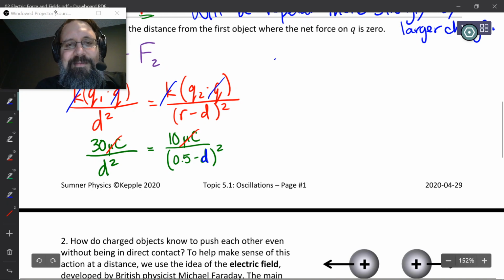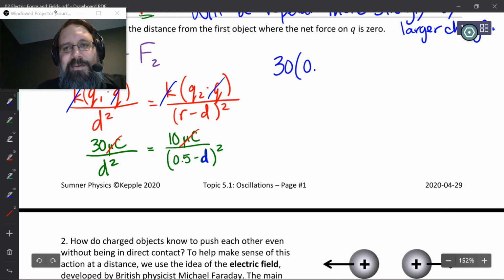All right, so we're going to have 30 times 0.5 minus d squared, and that's going to be equal to 10 d squared.